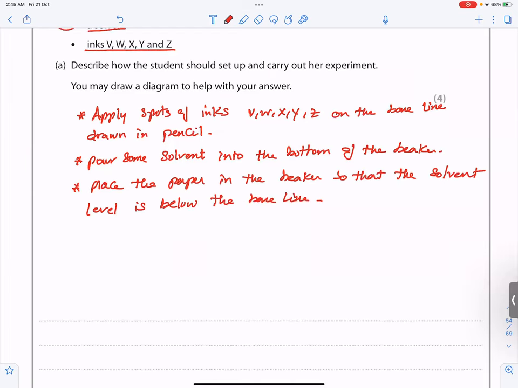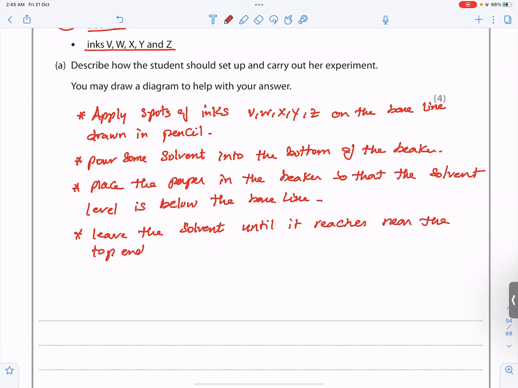طبعا هنسيب الابريتس لغايه اما السولفنت يوصل قرب نهايه الورقه وبعد كده نشيل البيبر ونسيبها تنشف. يبقى هنا leave the solvent until it reaches near the top end of the paper. بعد كده هن remove the paper and leave it to dry.